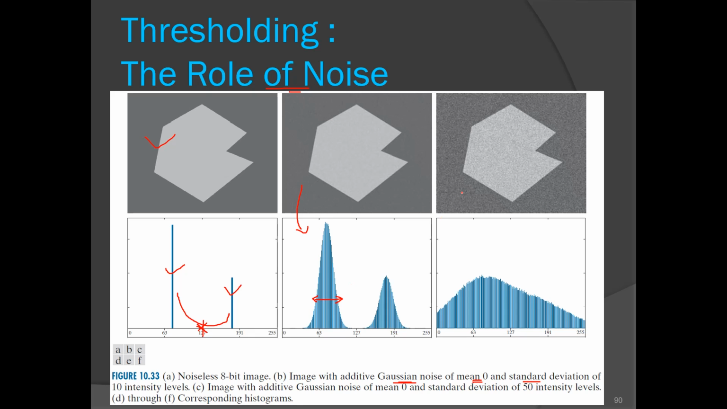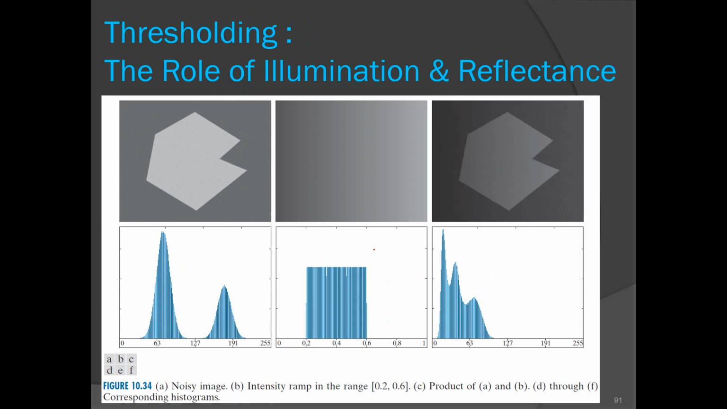Okay, and if the noise is too much, so here we are having a noise with zero mean and standard deviation of 50 intensity levels. Now see the histogram. Now the histogram of both the modes is overlapping. Now it is very difficult to find the threshold. The basic algorithm of thresholding cannot decide the value of threshold here now. So this is how noise can affect the thresholding operation.